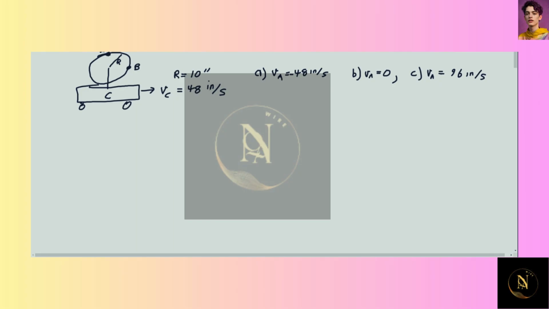Here we have a cart with a wheel on it. The cart is moving to the right at a speed of 48 inches per second. The wheel has a radius of 10 inches.